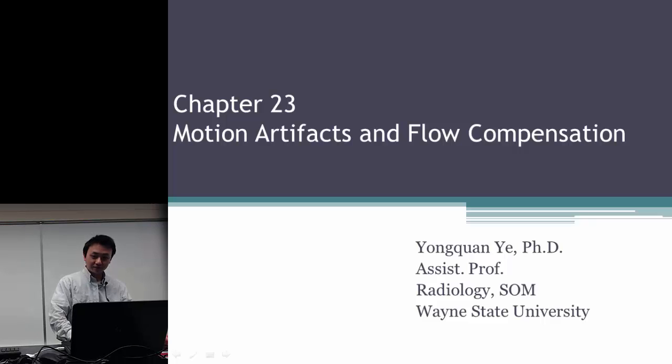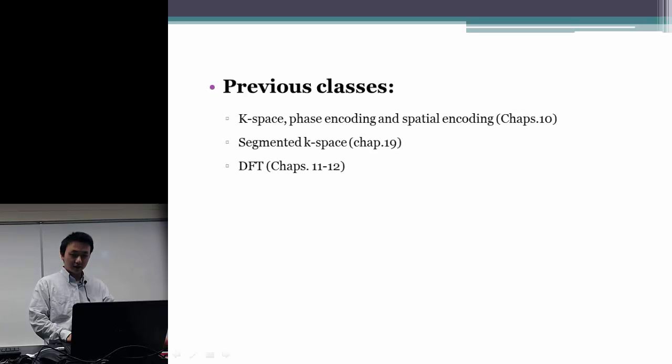Okay, so today's topic is chapter 23. We will talk about the motion artifact and flow compensation. For previous classes, we have learned about k-space, the phase encoding concept, and the spatial encoding concept. This is very important for today's class to understand the flow compensation and flow related phase changes.